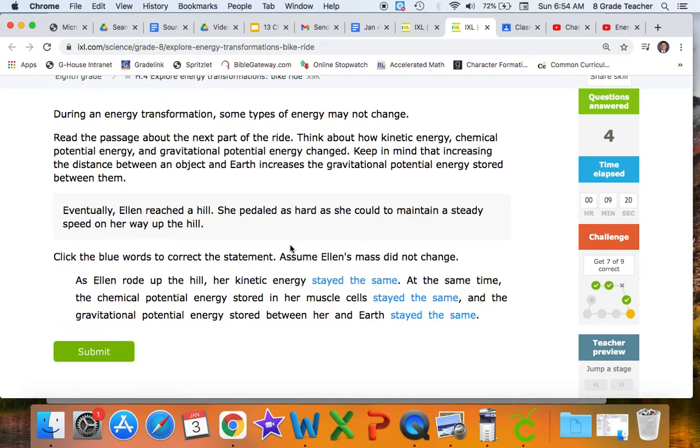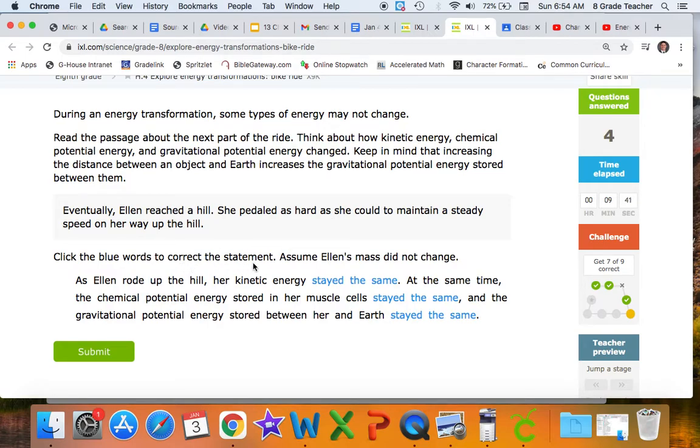During an energy transformation, some types of energy may not change. Read the passage about the next part of the ride. Think about how kinetic energy, chemical potential energy, and gravitational potential energy change. Keep in mind that increasing the distance between an object and Earth increases the gravitational energy stored between them. Eventually, Ellen reached a hill. She pedaled as hard as she could to maintain a steady speed on her way up the hill.